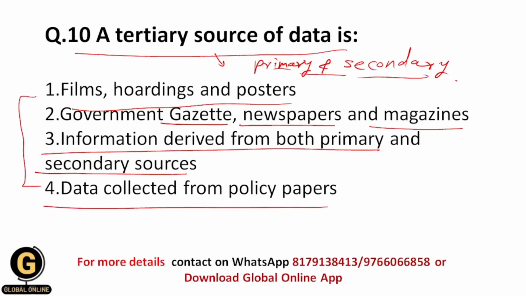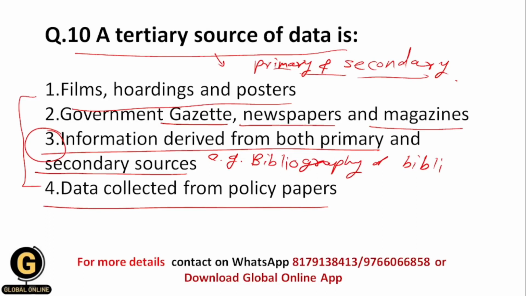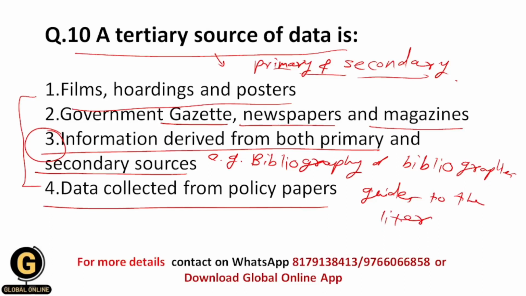Obviously, the correct answer is what? 3. That is, it is the information which is derived from both primary and secondary sources. For example, bibliography of bibliographies. So this is tertiary data, bibliography of bibliographies. Then another example is guides to the literature. So the correct answer is what?